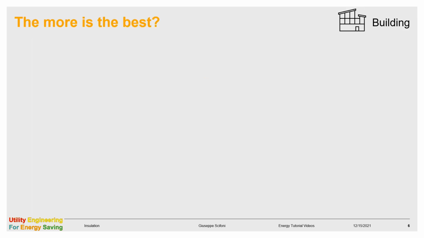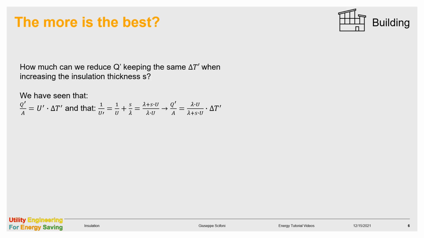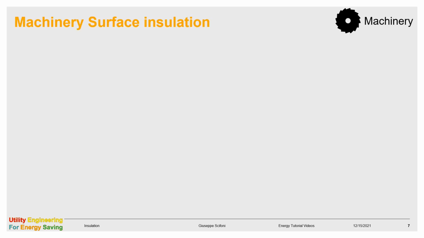I want to pose a challenging question to you now. The thicker the insulation, the more effective it is? Let's work out the heat loss equation so that the thickness appears explicitly here. If you represent in a chart the heat loss Q versus the thickness S, we can see that the benefit of the reduced loss becomes smaller and smaller, so that it is not convenient to increase the insulation thickness further.